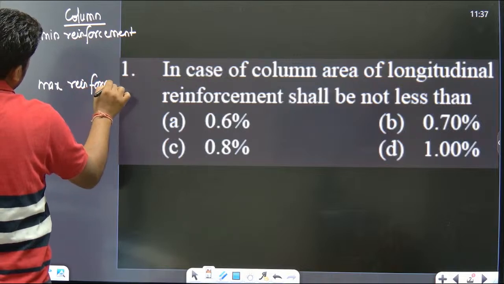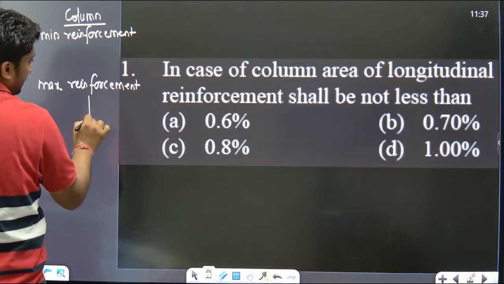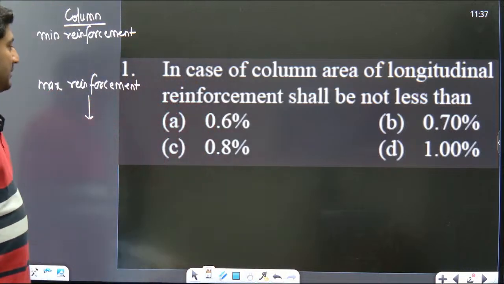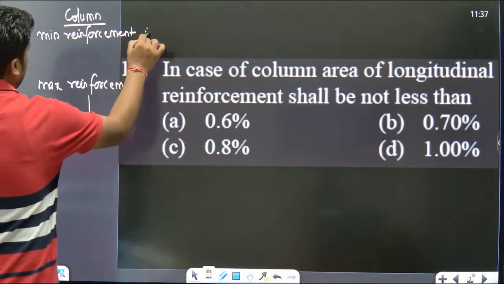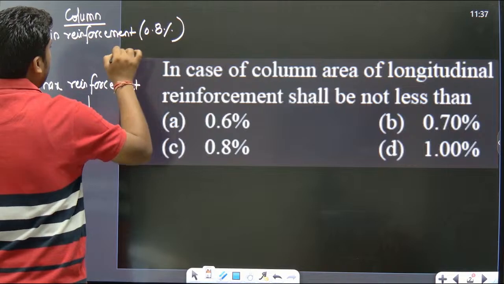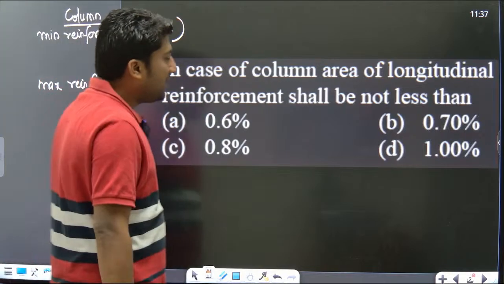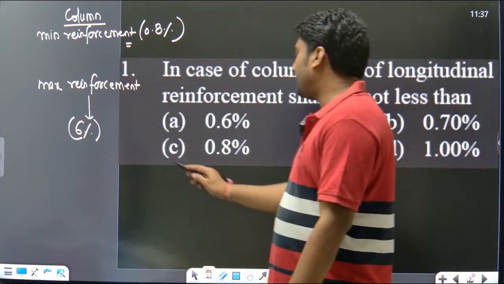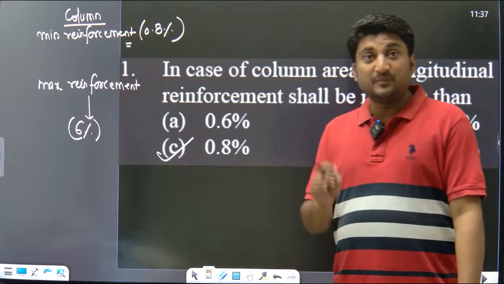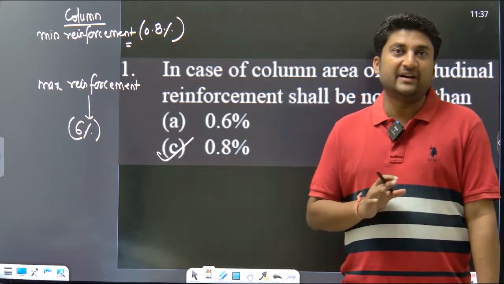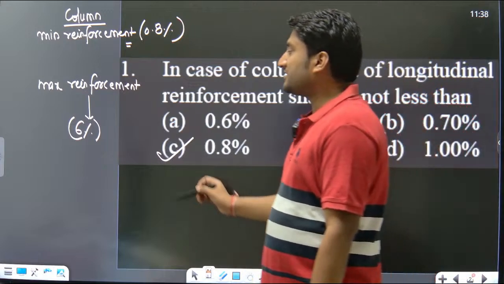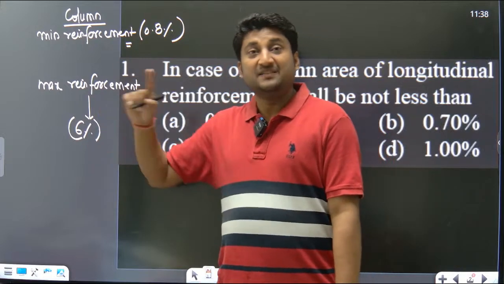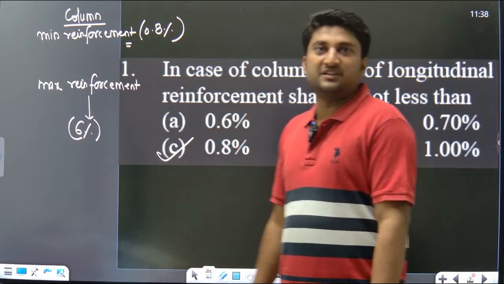So maximum reinforcement here is 6%, and minimum reinforcement is 0.8% of gross cross section area. Please remember this, 0.8%, and here also 6% of gross cross section area. So hence the correct answer will be 0.8% of the gross cross section. This much is the minimum area of steel reinforcement required in the column, and maximum is 6%, because if you increase the area of the steel bar by this percentage, there will be a lot of congestion in the cross section of the concrete.